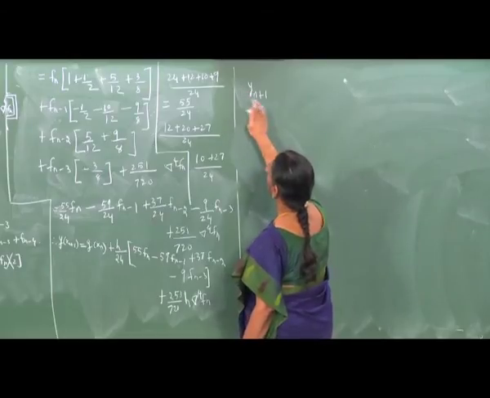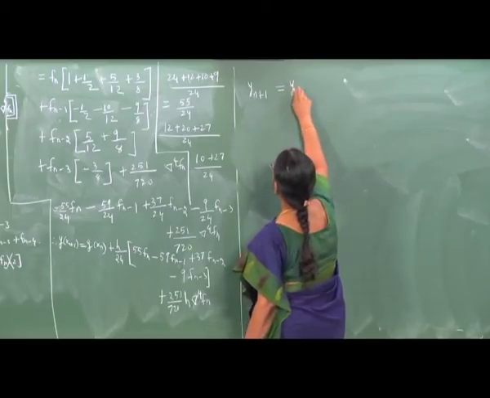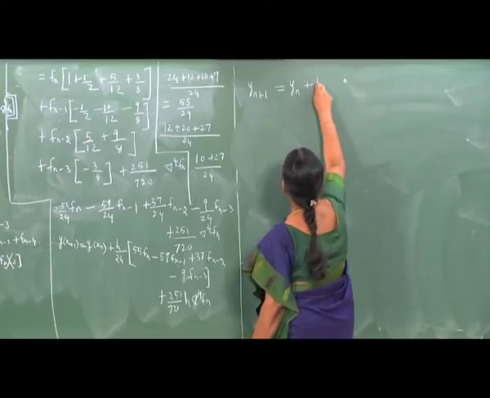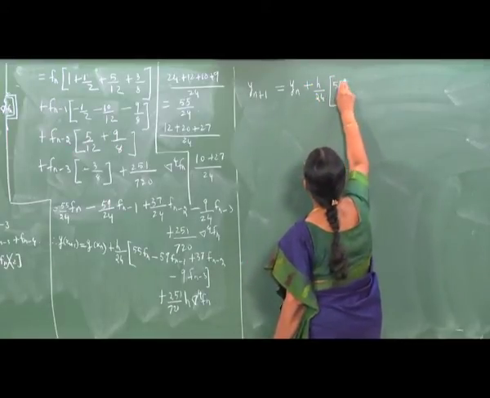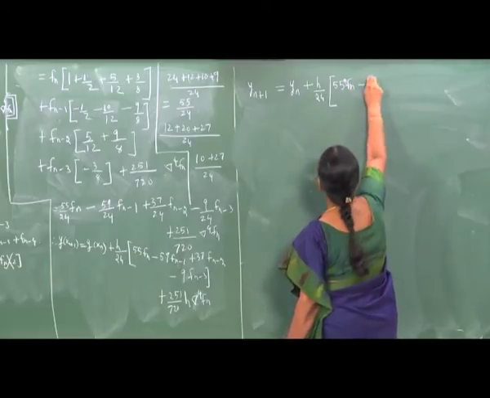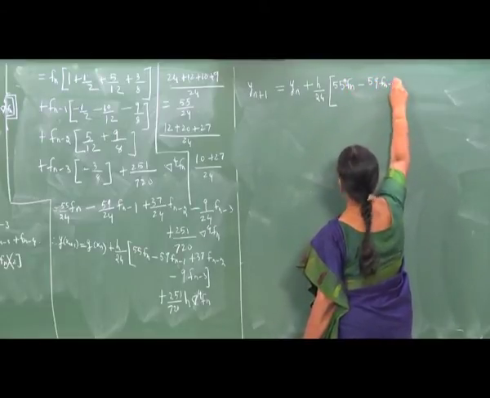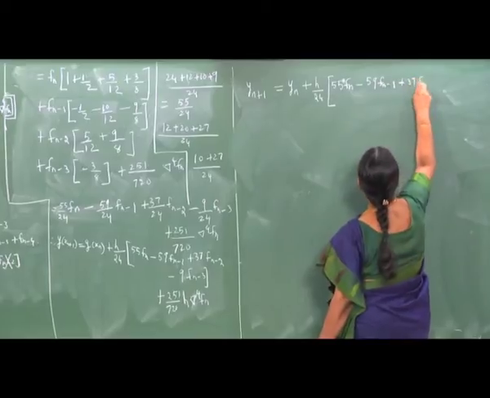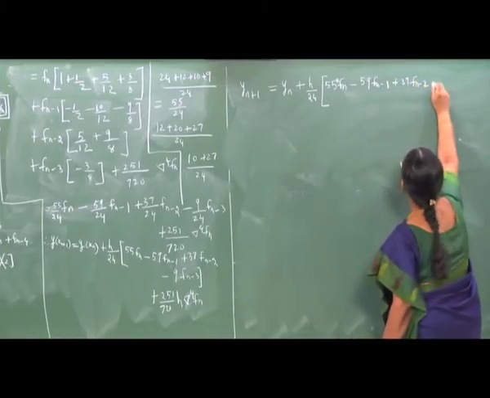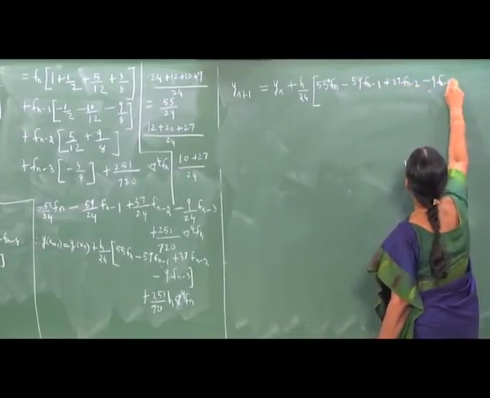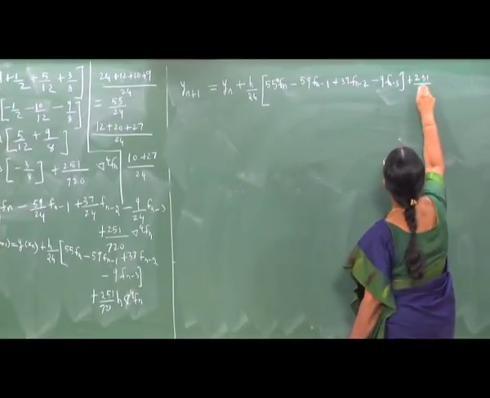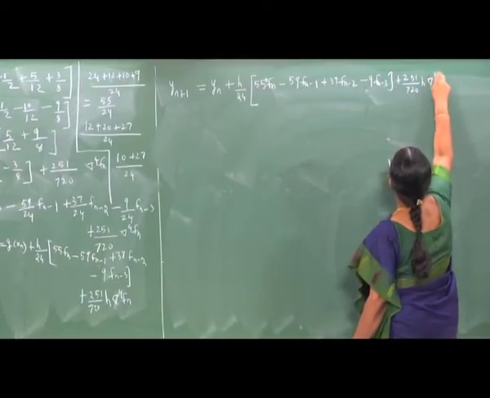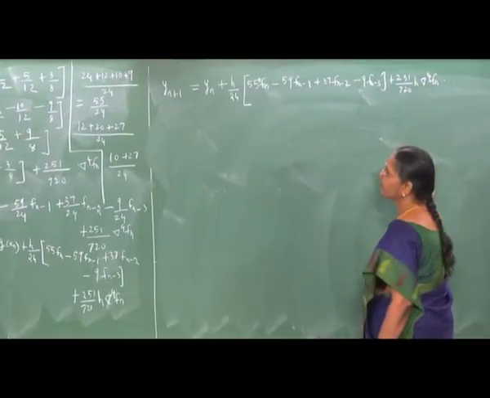So, we denote it by yn plus 1, and that is yn plus h by 24 into 55 Fn minus 59 Fn minus 1 plus 37 Fn minus 2 minus 9 Fn minus 3 plus 251 by 720 into h into del power 4 Fn.